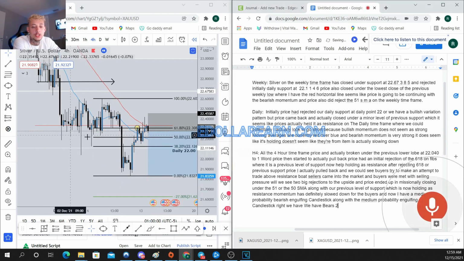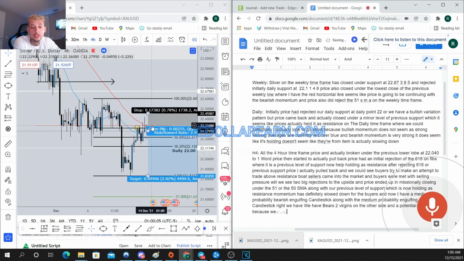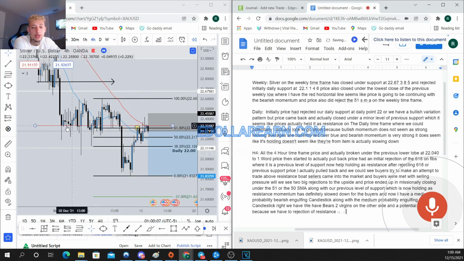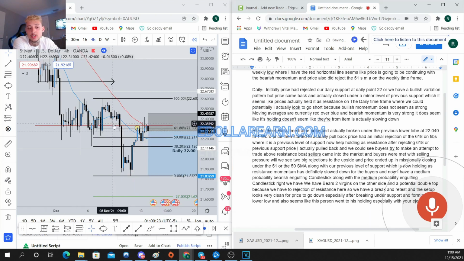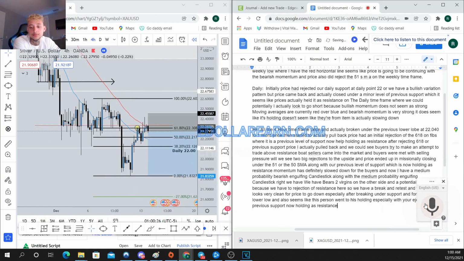We have bearish divergence on the RSI and a potential double top because we have two rejections of resistance here. So we have a break and retest, and the setup looks very clean for price to go down, especially after breaking under support and forming that lower low. It also seems like this bearish momentum is holding, especially with the rejection of previous support now holding as resistance. Now all we're going to do is give it a little space. Here, we have bearish divergence.